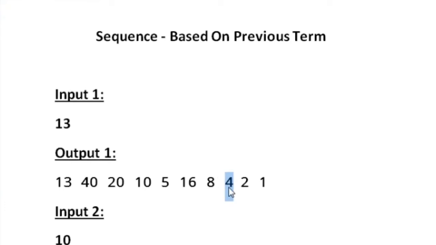4 is even, so 4 by 2 is 2, and now 2 is even, so 2 by 2 is 1, and if we reach 1 then we have to stop. So this is how the sequence is formed. Now let us see how to write a C program for this.